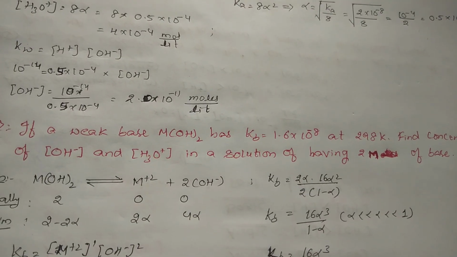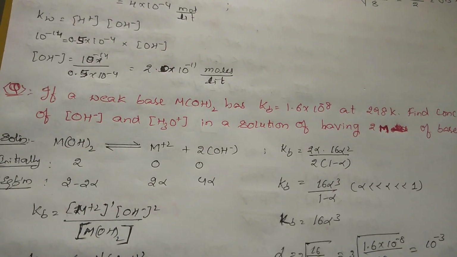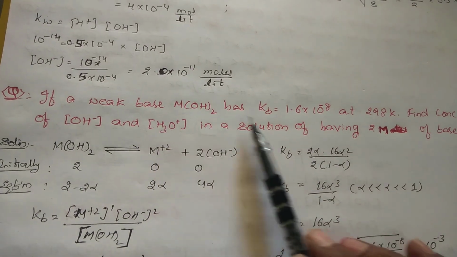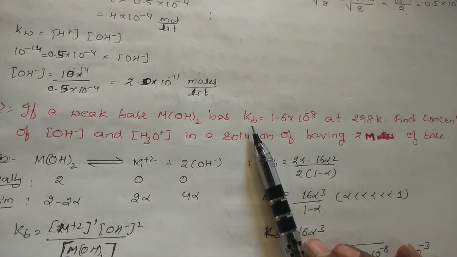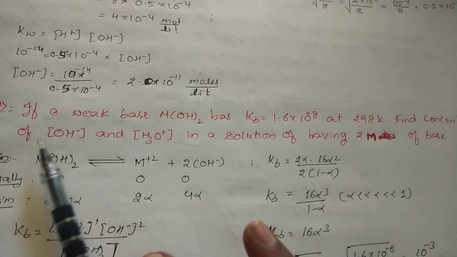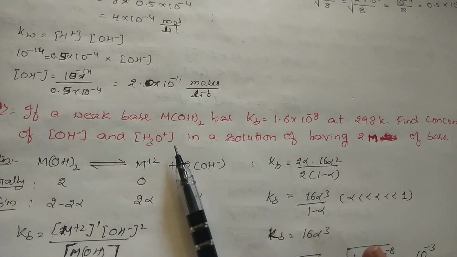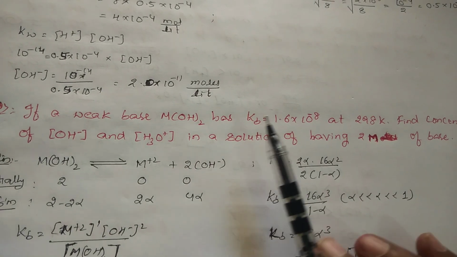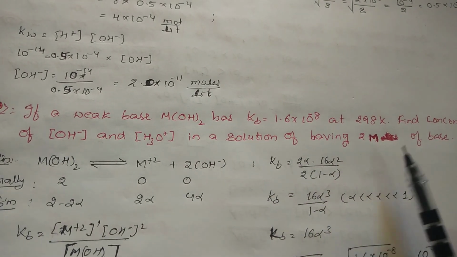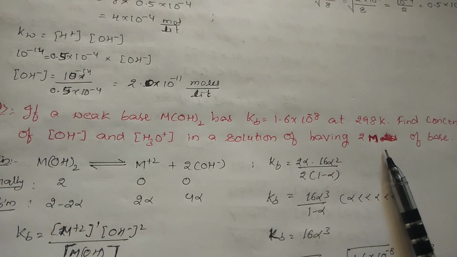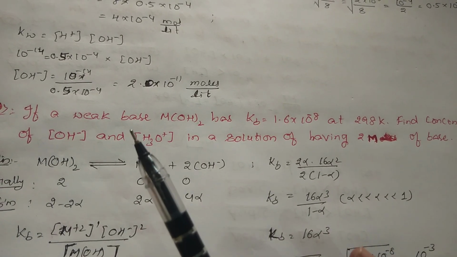Let us take one more question and we shall stop this video. If a weak base MOH has Kb, he has mentioned Kb, this one at 298 Kelvin, find the concentration of OH minus. He has given base, so you will be getting OH minus. And he is asking H plus concentration also. So you should go for Kw, you should take into consideration a solution having concentration itself. He has given 2 molar concentration of base, so no need to take volume again.